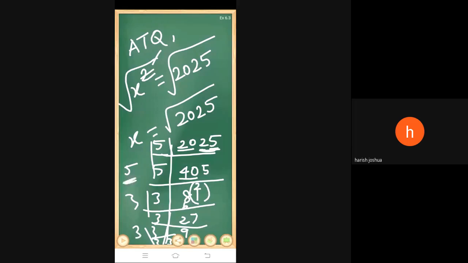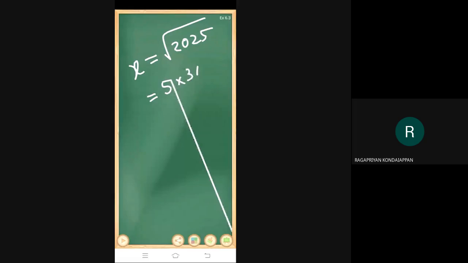So the answer will be 5 into 3 into 3. So 3 3s are 9, 9 5s are 45. So what is the x? Yes, x is equal to the square root of 2025, which is nothing but 45.